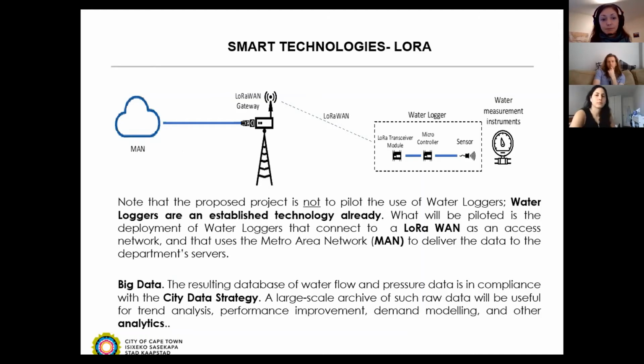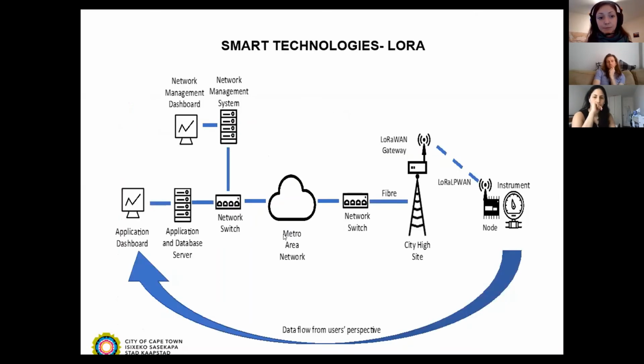Here, what I'm showing is a typical instrument with a water logger that is LoRa enabled through the gateway. And what we're doing here, we are also mixing the new technologies with our existing networks, this metropolitan area network. It's an existing network that we have, so that we can leverage it and be in line with our corporate data strategy that seeks to have data available and shared across the organization.